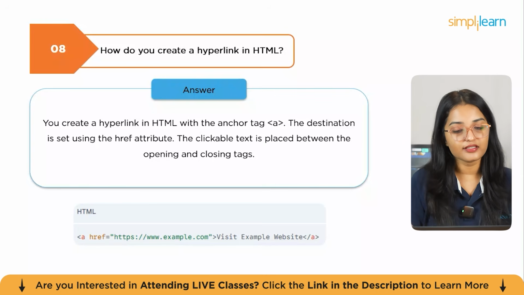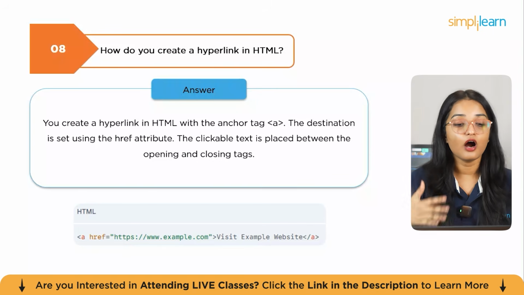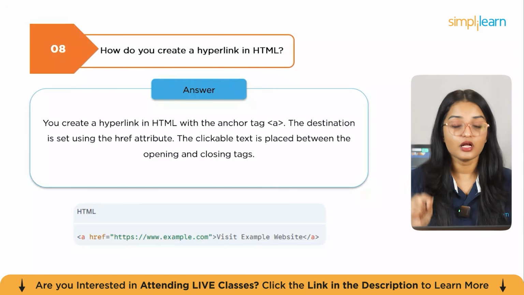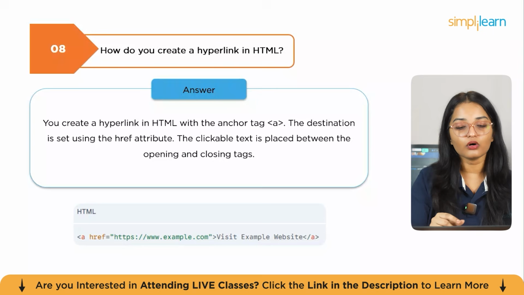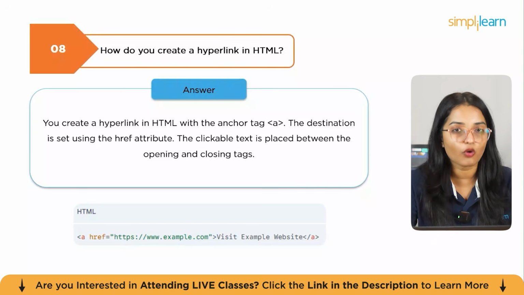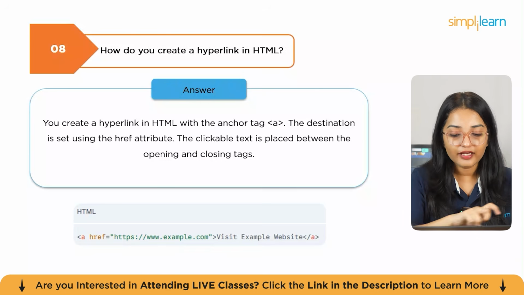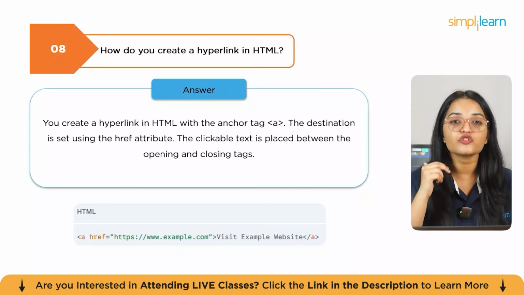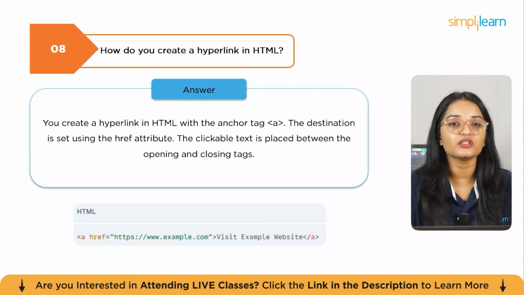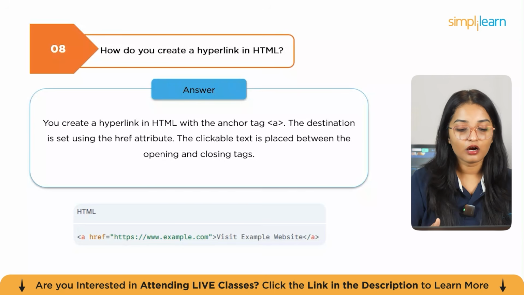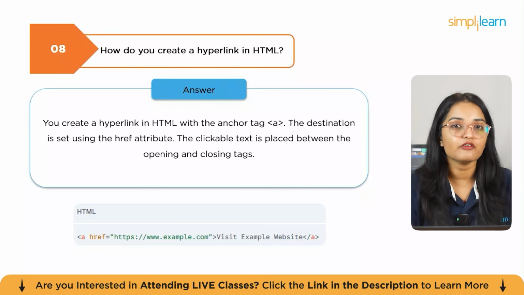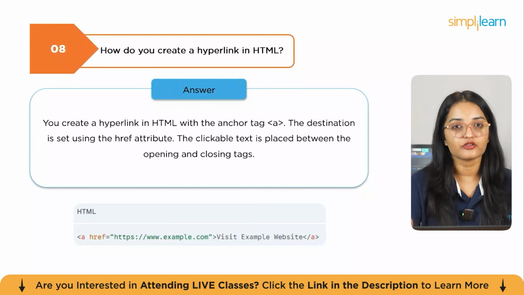So this is how you answer when an interviewer asks you a question like how do you create a hyperlink in HTML. Now make sure that you also show an example. Do not just answer theoretically, like just giving a theory answer. You just give a command or a code and show them in front of your interviewer how you would actually create a link for a particular website using the tags and using the hyperlinks.